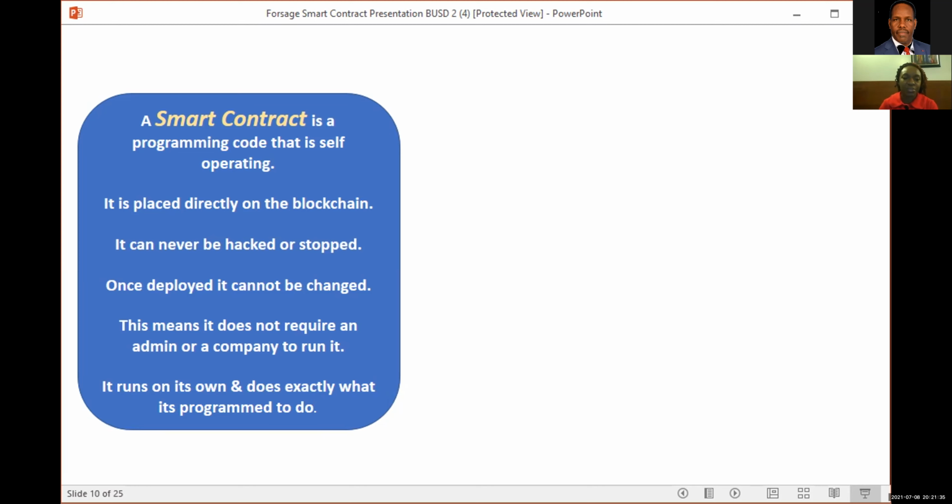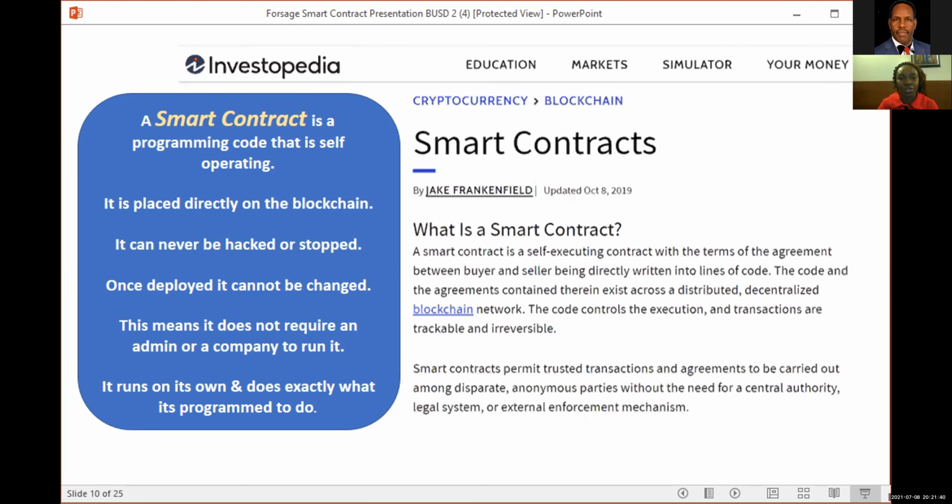So in simple terms, it is just a code, and it's known as a smart contract. More information is available on investopedia.com.